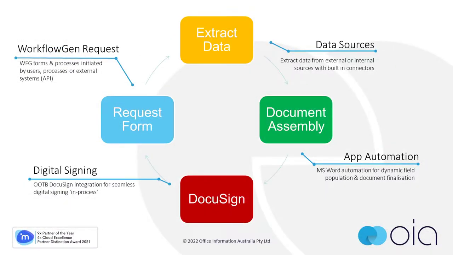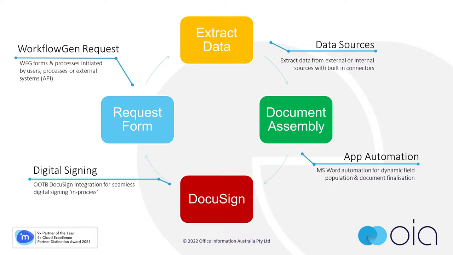So just to recap on what we've seen in the demo, there was a WorkflowGen request that started off. Some data was entered into that WorkflowGen request. And at that stage, that information was used to go and find some other information from an external data source. So we extracted some information about an employee from another data source. That information was both put into the request form and also used to do some document assembly. So we used that information using application automation and created a brand new Word document with all of the dynamic fields populated based on the information in the workflow request.